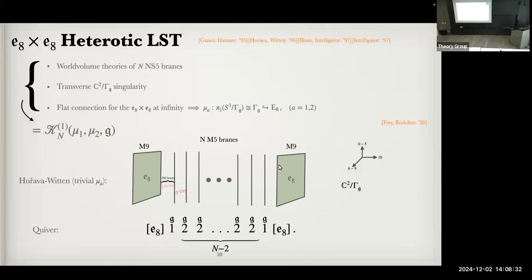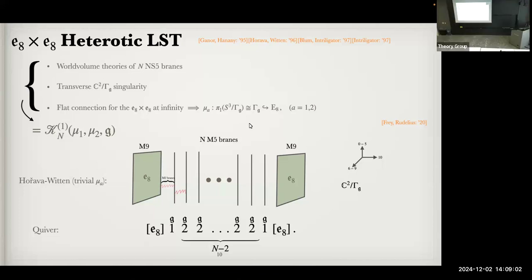But what is the flat connection at infinity? Which infinity is this? This is the choice. So it's the choice for the connection of the E8 bundle at the boundary of C2. So C2 mod gamma G, which is S3 mod gamma G. This is an additional choice. So this is for the case where you realize the little string theory via an ALE-like singularity. Yeah, exactly. This is the ADE type.